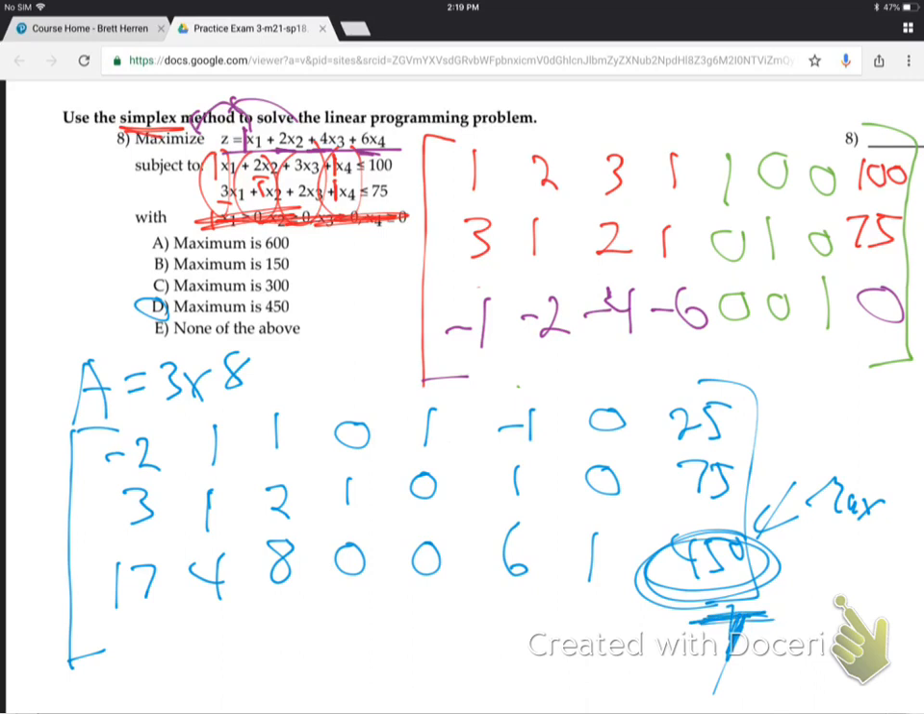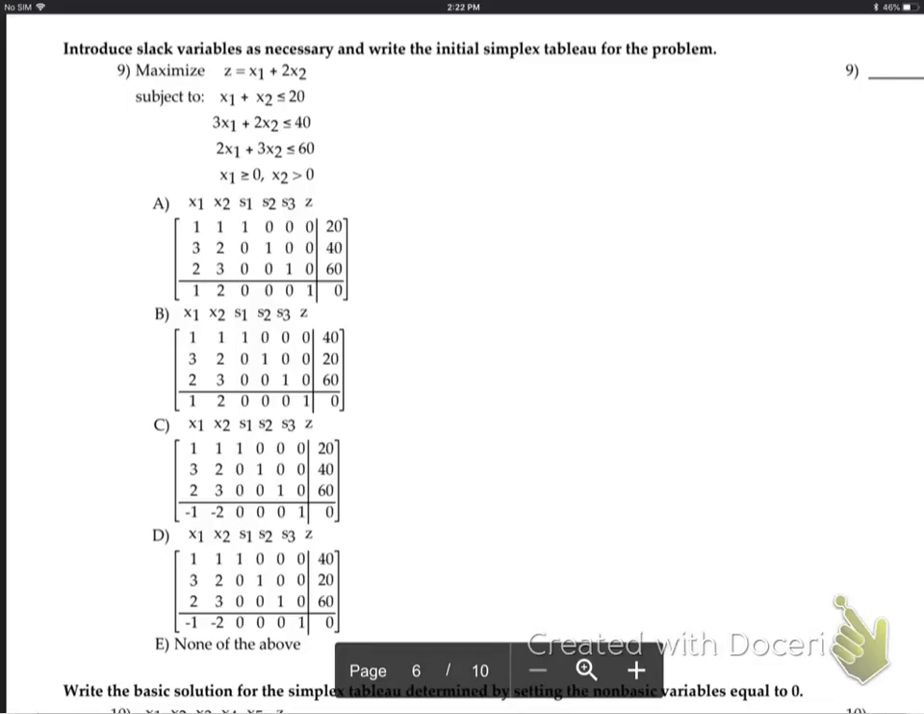Something funny on my screen there. Anyway, we all good? On that one, I'll move on. Notice number 9 is just about setting it up. It just says, write the initial tableau. Me and Joel were trying to do the whole thing in Destiny's office before class, and then we all realized, oh no, it just wants the setup. Just set it up. So which one of these is the right setup is all they're asking.